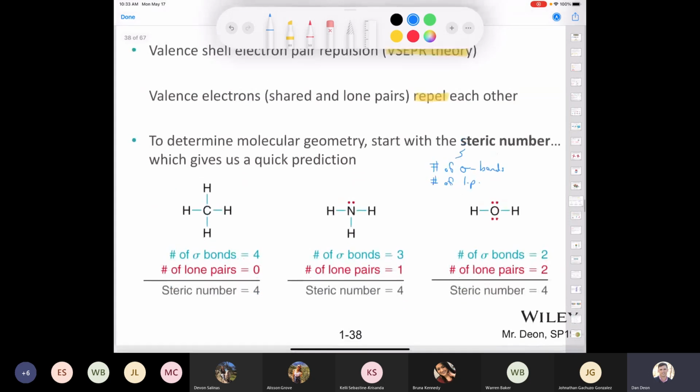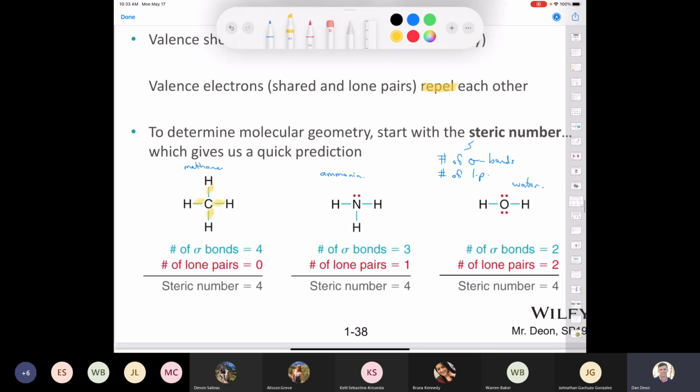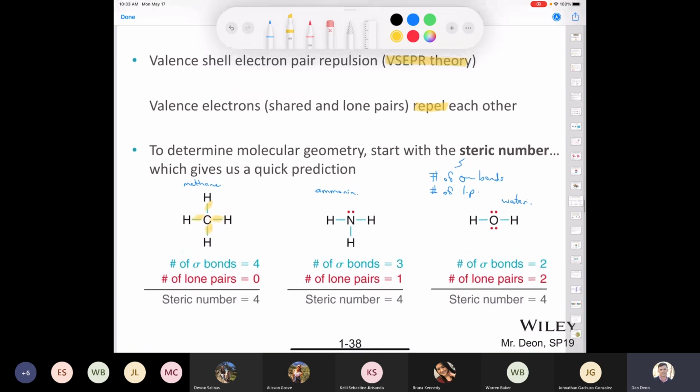So if we look at all three of these molecules, here we have methane at the beginning, and then we have ammonia, NH3, and then we have water, of course, down here. They all have the same steric number. They all have a steric number of 4. Why? Because methane has 1, 2, 3, 4 sigma bonds. It's got no lone pairs on the carbon, but it's got 4 sigma bonds, and so its steric number is 4. If we look at ammonia, it's got 1, 2, 3 sigma bonds and 1 lone pair. Therefore, it has a steric number of 4. And water has 2 sigma bonds and 2 lone pairs. And so its steric number is also 4.